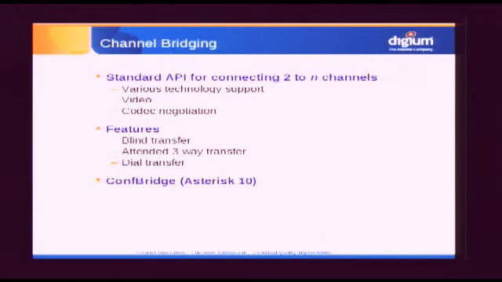It'll automatically do various things for you. It'll automatically support various technologies. It'll automatically handle video. It'll automatically do codec negotiation between the channels that you're bridging. It's got various features that it supports in the API, doing blind transfers, three-way transfers, doing an actual dial to a new channel. And this is actually the technology that ConfBridge was built off of in Asterisk 10. So that's a good starting point if you're interested in doing some sort of bridging, or if you want to write a custom application for doing bridging, to see how to use that API.